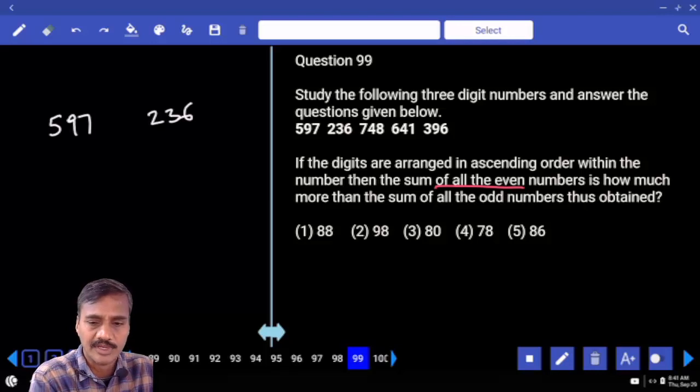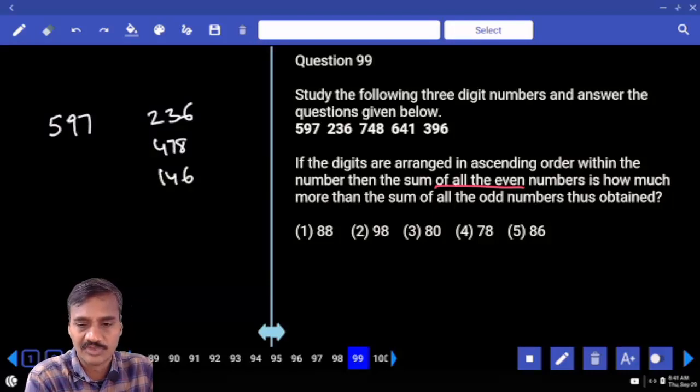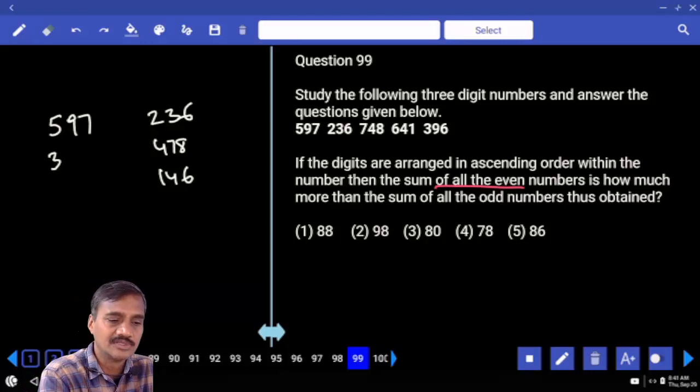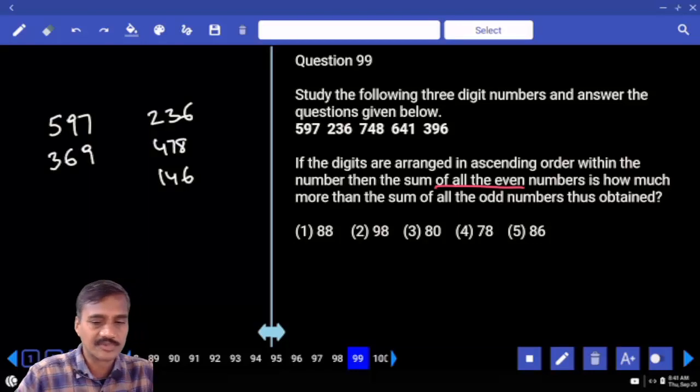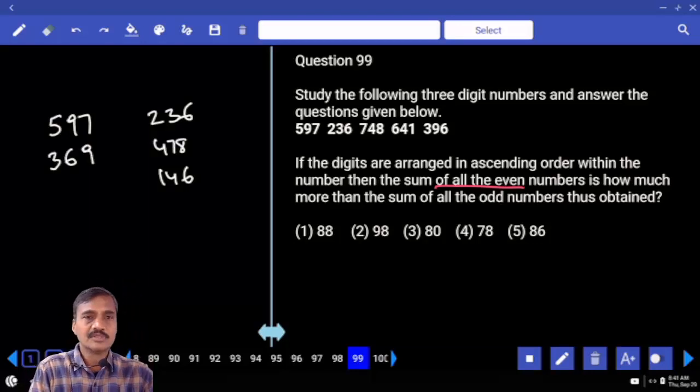Next one, 4, 7, 8. This is again an even number. And next one, 1, 4, 6, is again an even number. And next one, 3, 6 and 9. And this 3, 6 and 9 is what? Odd number. Then we need to find out the difference between them.